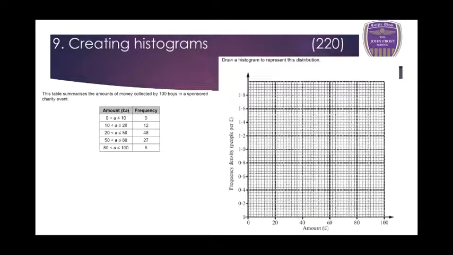So, creating histograms. This table summarizes the amount of money collected by 100 boys in a sponsored charity event. Okay, and we've got the table here. And then we're asked to draw a histogram to represent this distribution. Okay, so pause the video and have a go at this question. If you've already had a go, let's go through the answers.